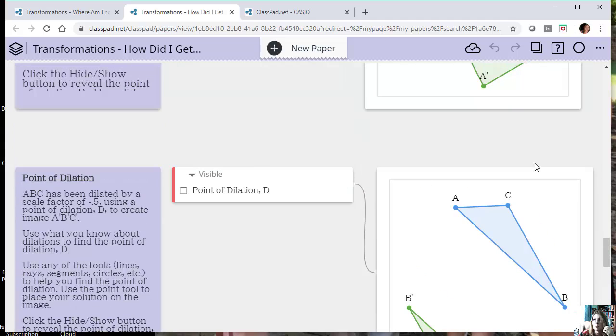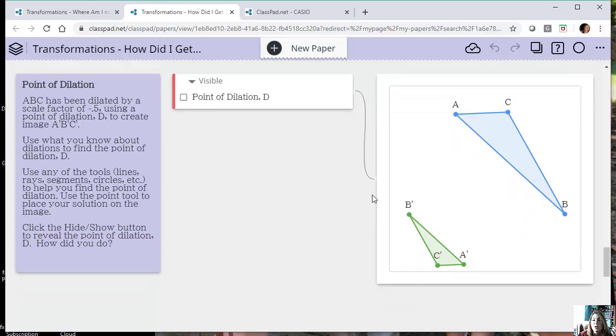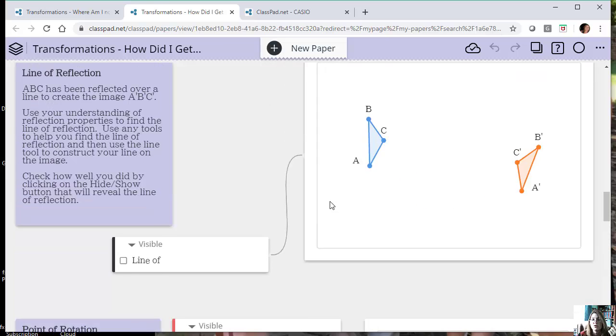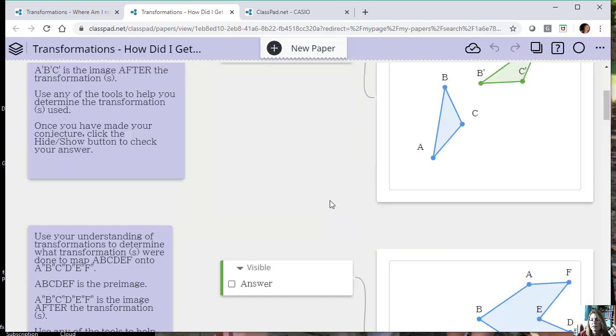All of these are just applying their different properties. They can draw right on these images. They can try to use their understanding of, for example, dilations. I know I have a point, and I know if I connect corresponding points here, that they intersect at the point of intersection. That's sort of where we're going. So there are lots of ways to use the properties to find solutions to these activities.